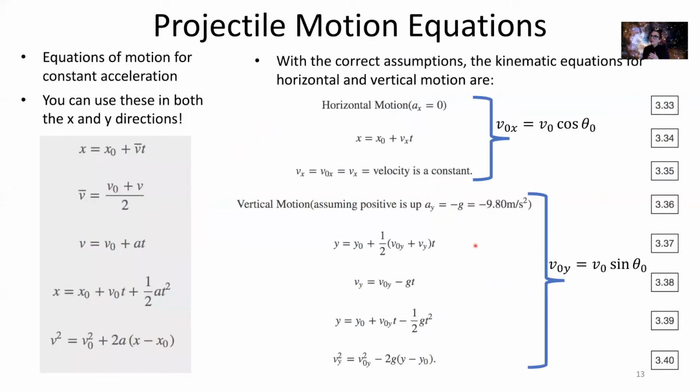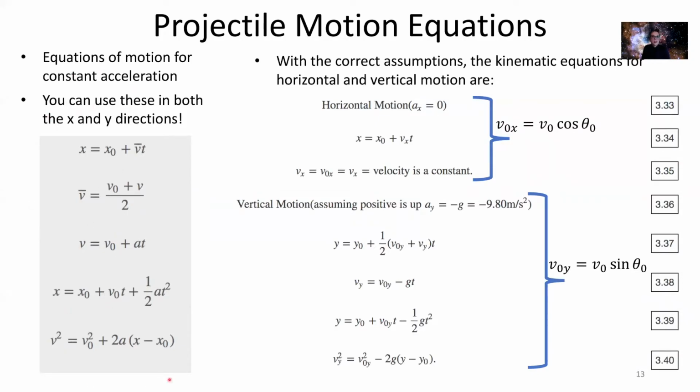So the equations that we can use for projectile motion, what are those? So we have them right here. So we take those same equations that we use for motion in one dimension, in the x direction, and then we also at the same time use those same equations to figure out motion in the y direction. So equations of motion for constant acceleration, you've already seen these before.